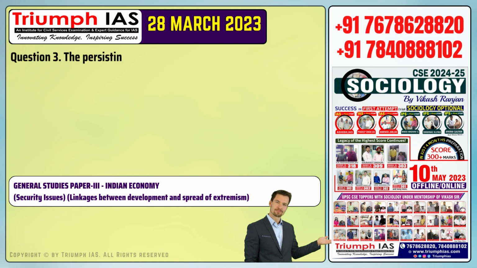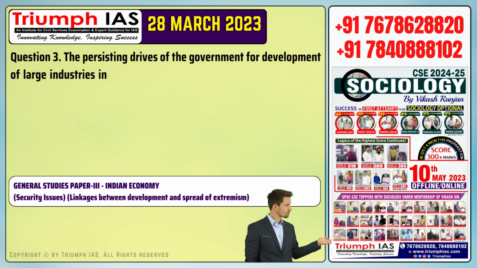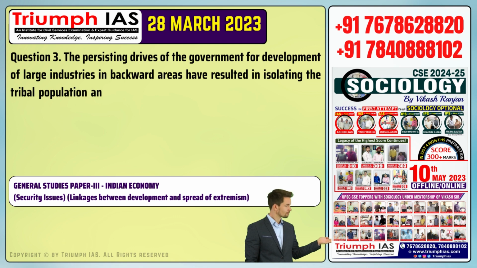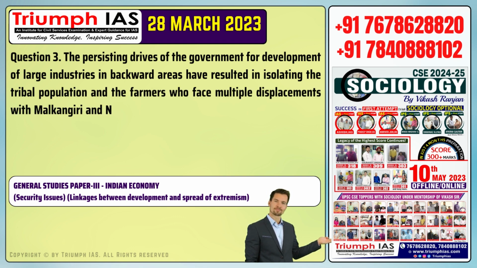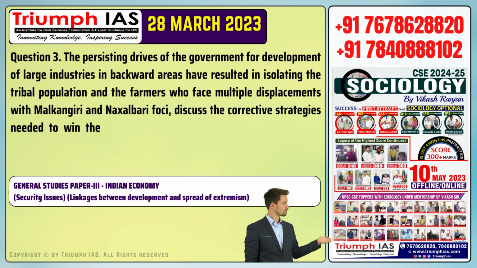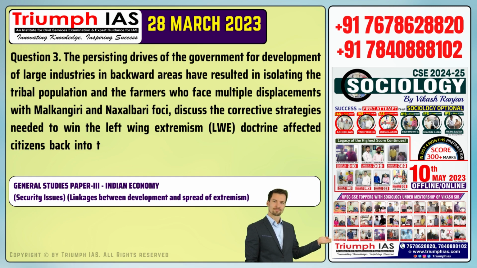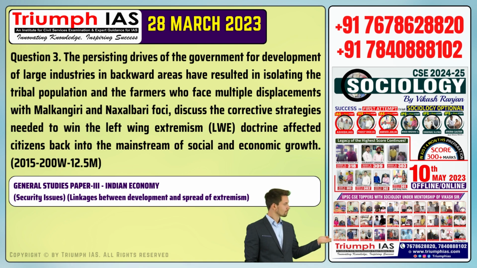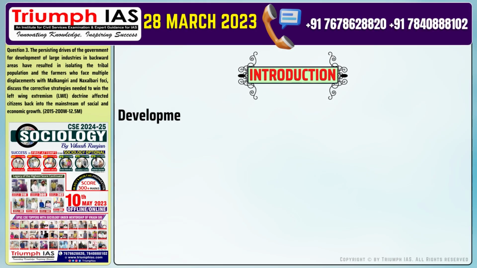Question number 3. The persisting drives of the government for development of large industries in backward areas have resulted in isolating the tribal population and the farmers who face multiple displacements with Malkangiri and Naxalbari foci. Discuss the corrective strategies needed to win the left-wing extremism (LWE) doctrine affected citizens back into the mainstream of social and economic growth. Let's start with the introduction of the answer.